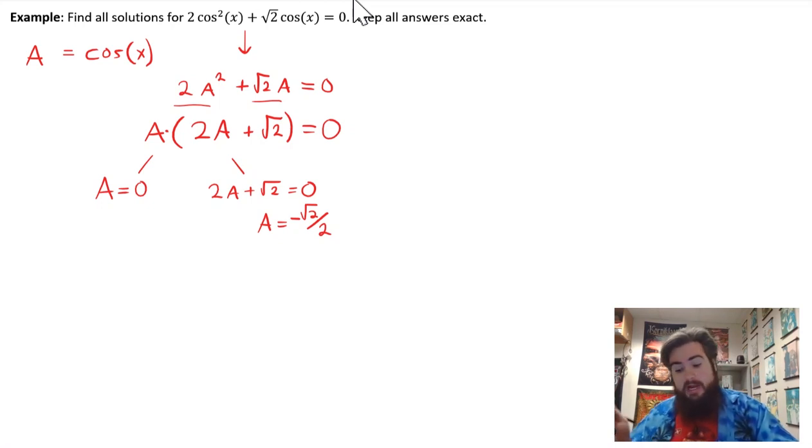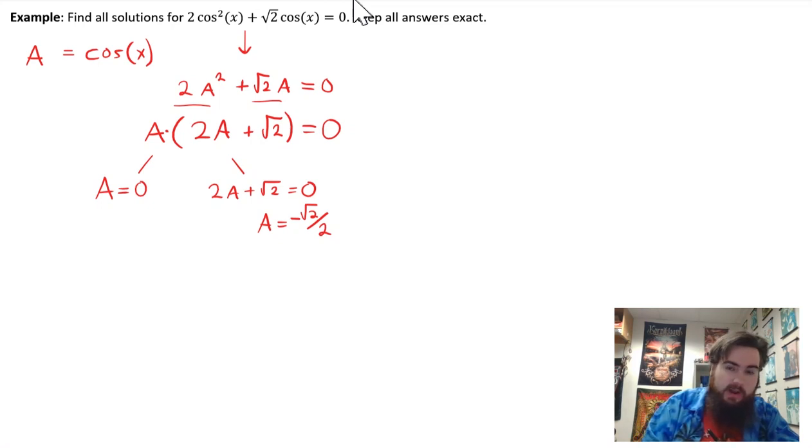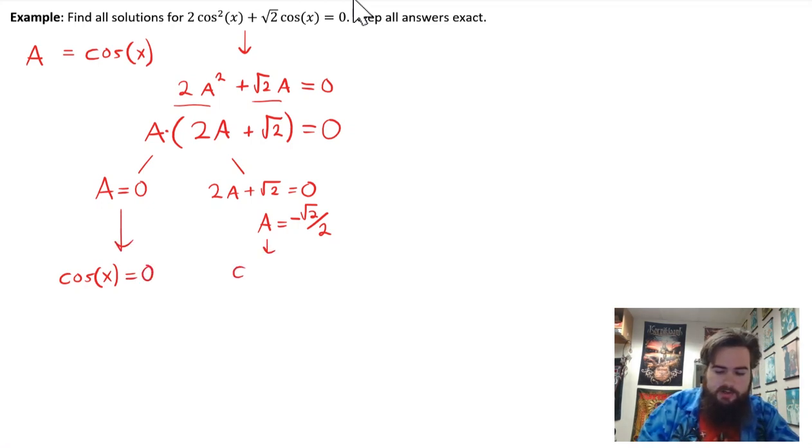Now remember, at this point, our goal was not to solve for a. A was just a variable I used for the time being to make it look easier for me. Now we should replace a again with cosine of x, to remember what our original goal here is. Cosine of x is equal to 0, and also cosine of x is equal to negative square root of 2 over 2.